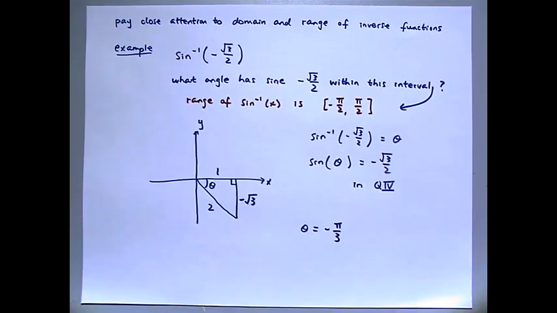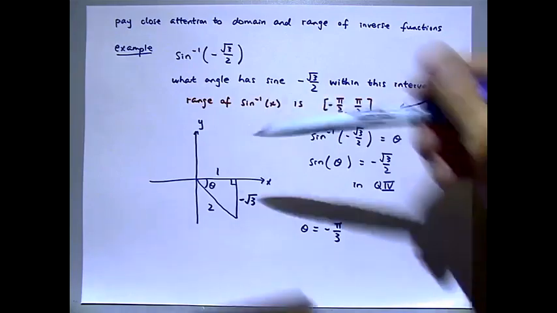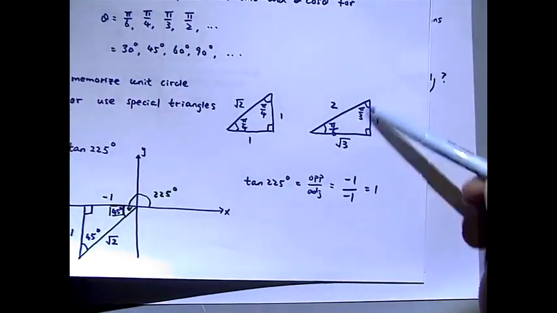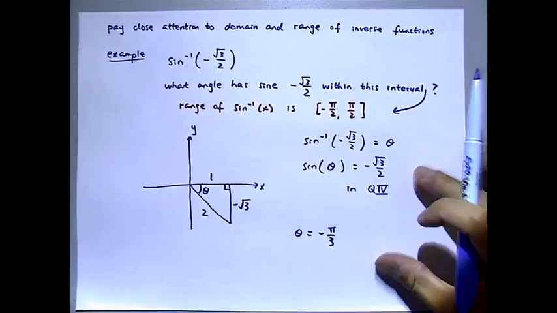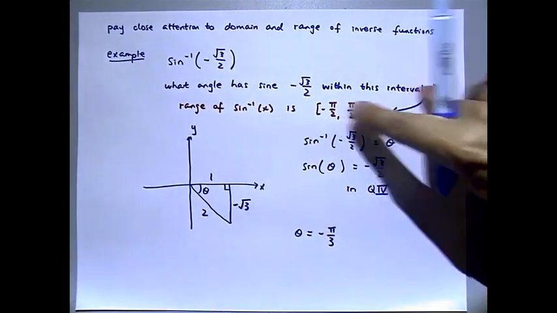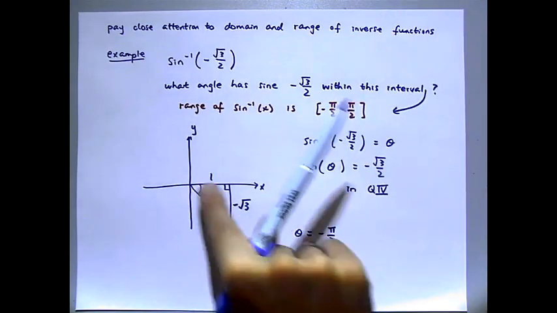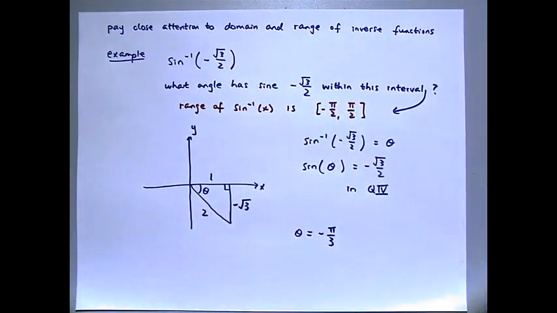Okay, look at the special triangles we looked at earlier. Where are they? The angle that's opposite to radical 3 is pi over 3. But then it's moving down into the fourth quadrant from negative pi over 2 to positive pi over 2. So that one right here is negative pi over 3. Questions?